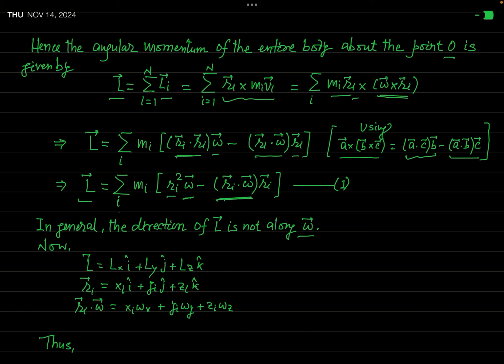Now, our aim is to find this L. L is a vector, so we have to find its magnitude and direction both. Let us try to find this L by decomposing it into its components. If you know components of a vector, you can easily find the given vector by vector addition of the components. Now, if Lx, Ly and Lz are the x, y and z components of vector L, then you can write L is equal to Lx i plus Ly j plus Lz k.